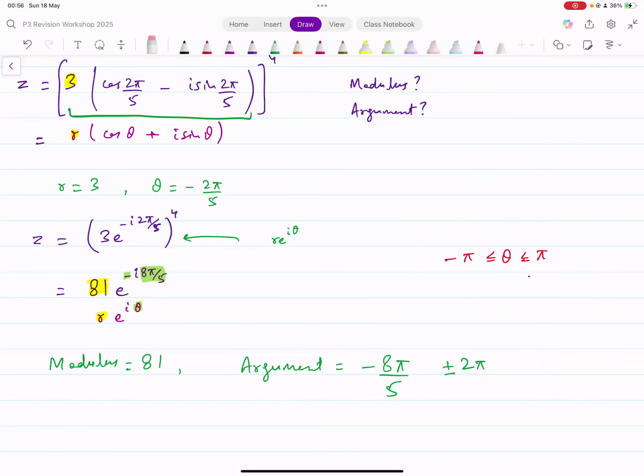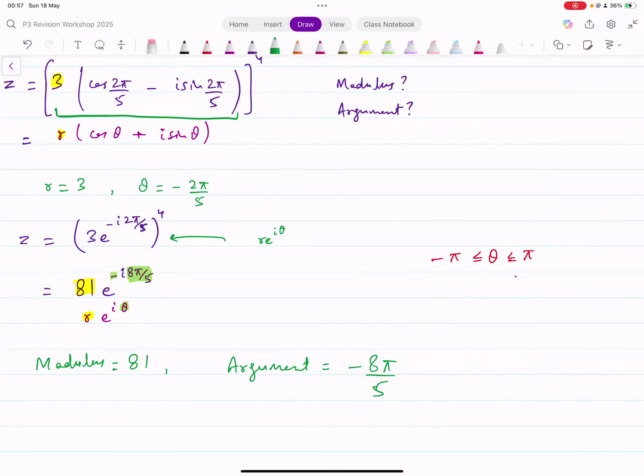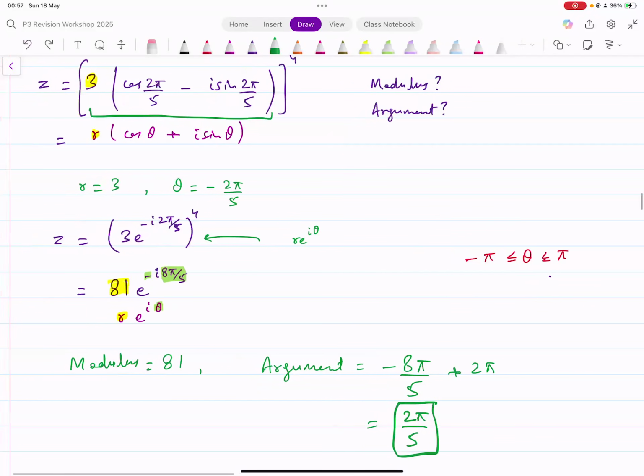So this is minus 8 pi over 5. This is not in that interval. What you can say is this is negative, right? If you want to bring it inside the interval, what you can do is add 2 pi to it, plus 2 pi. And what does that give you? That gives you 2 pi over 5. That's the argument that you have that falls inside the interval. That will be the argument of this complex number.